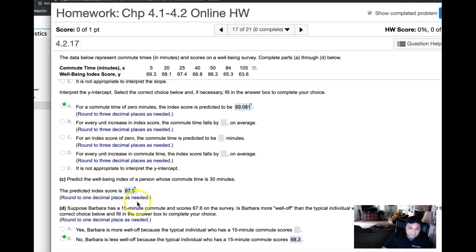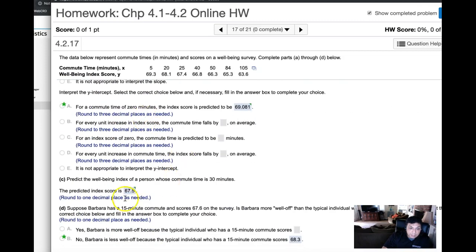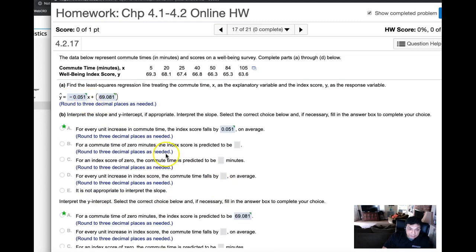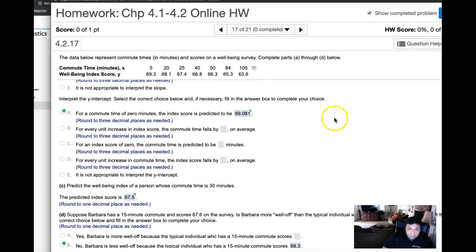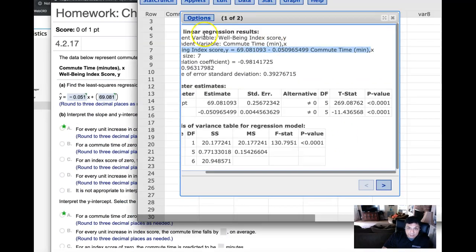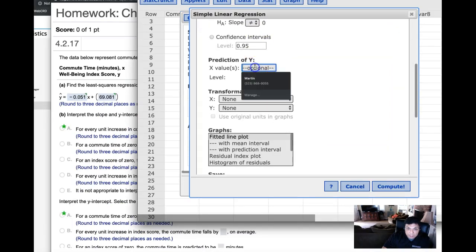Now predictions, you have to use the equation. So we have to substitute into this equation. You could use your calculator to do that. Plug 30 in for x and then calculate that. Another way would be to run the regression again. I'm going to show you what to do here. In this case, I'm going to put in 30 right there. It's going to make a prediction for me.